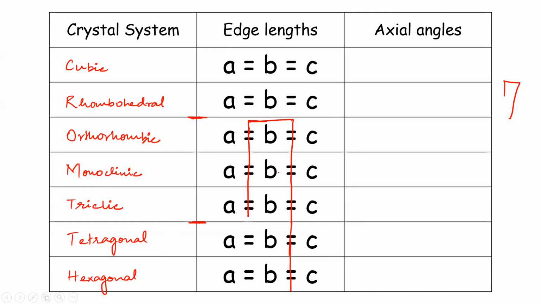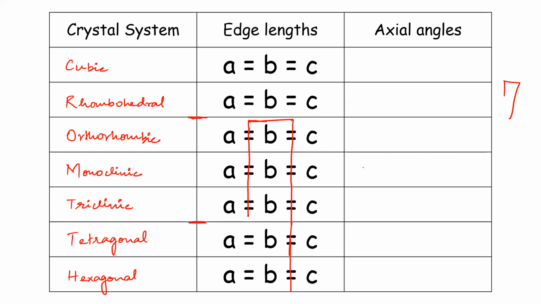If you do this much, all your work will be done. Okay. So orthorhombic, you can see A is not equal to B is not equal to C. Monoclinic also, these are not equal. Triclinic also, it is not equal. We spelled it wrong. Triclinic. Okay. Now next is the axial angles.